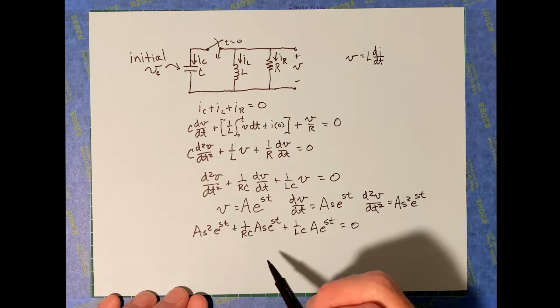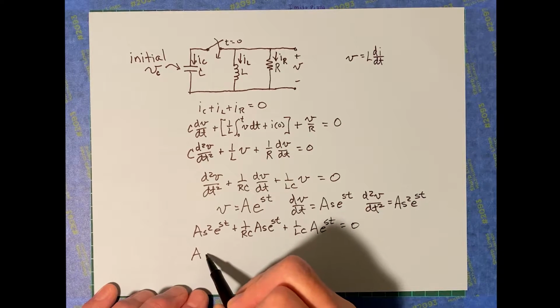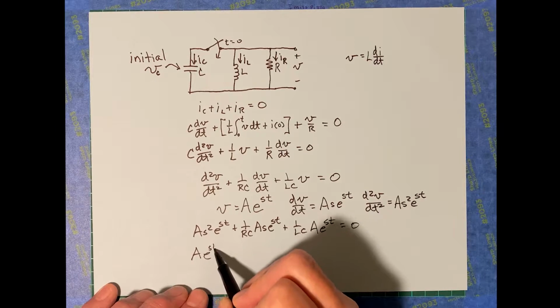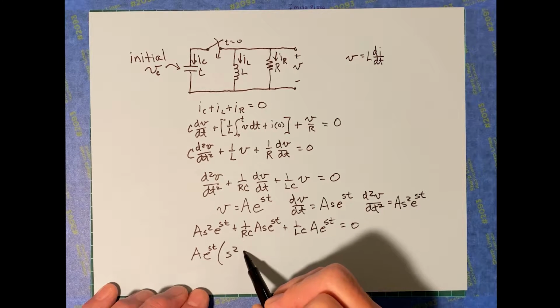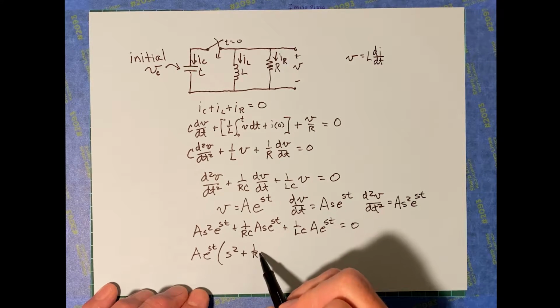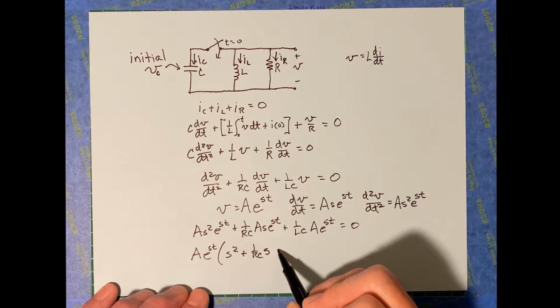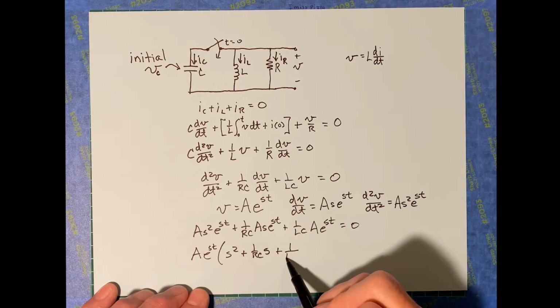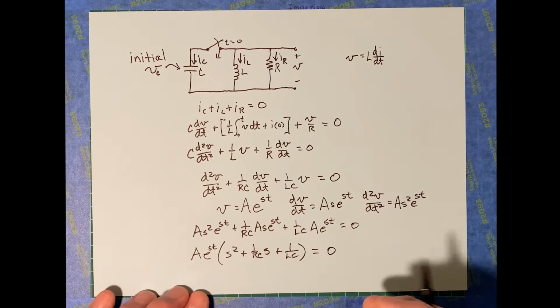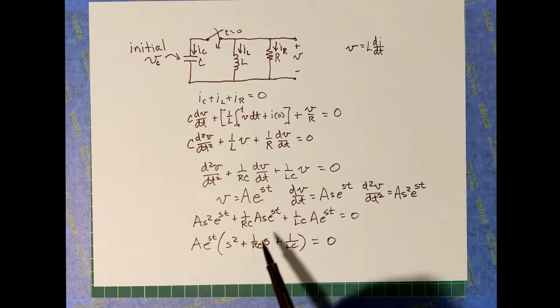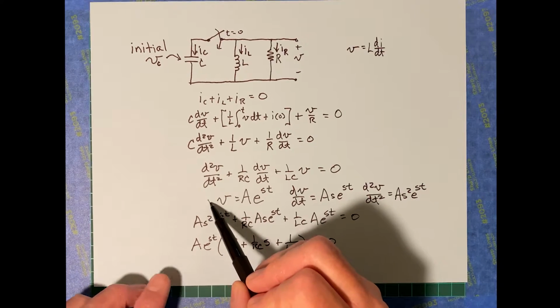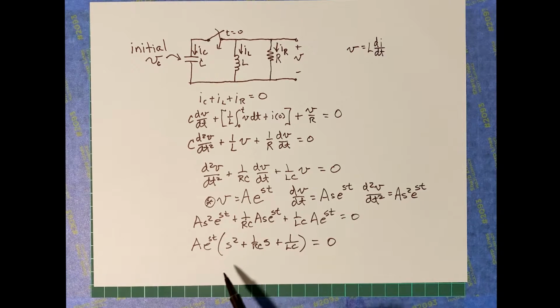Now I can simplify this a little bit. Let's factor out the a, let's factor out the e to the st that's common, and then we've got s squared plus 1 over RC s plus 1 over LC, and that has to equal 0. Okay, now ask yourself, is our assumption here, our guess, correct? And the answer is yes, it is a solution as long as we can make this equation right here 0.